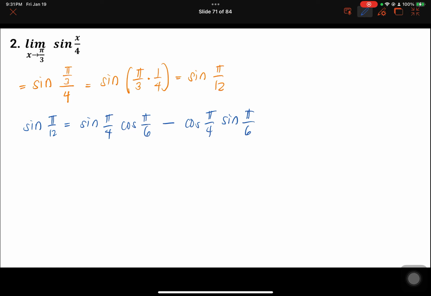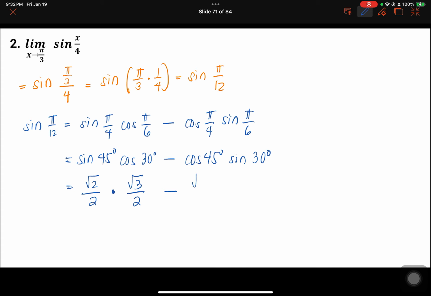sine and cosine. So, sine pi over 4, di ba? Katumbas siya sa sine 45. Lagay na lang natin para bilis. Ito ay cosine 180 divided by 6, sine 30. Then, cosine 45, sine 30. So, equivalent po niyan magiging square root of 2 over 2 multiply by square root of 3 over 2 minus square root of 2 over 2 times 1 half.